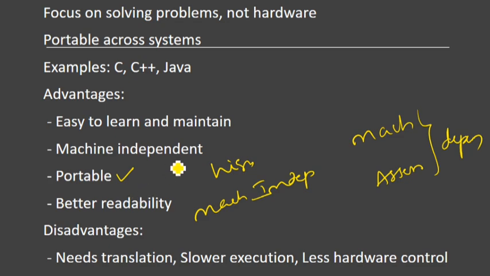For example, my laptop has the Windows 10 operating system. The same program I can execute in Windows 12, Windows 8, Windows 7. So independent of the operating system, I can run my program. That is called portable. Okay? So better readability, we can easily understand.